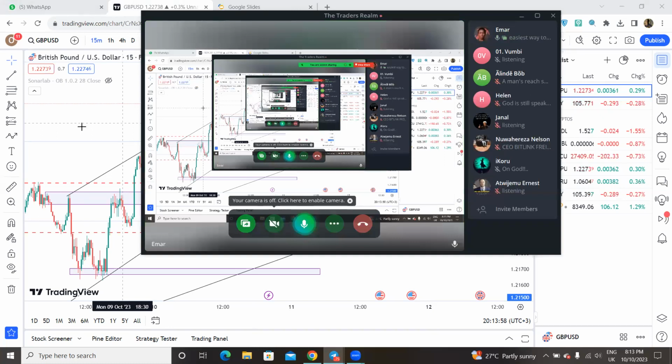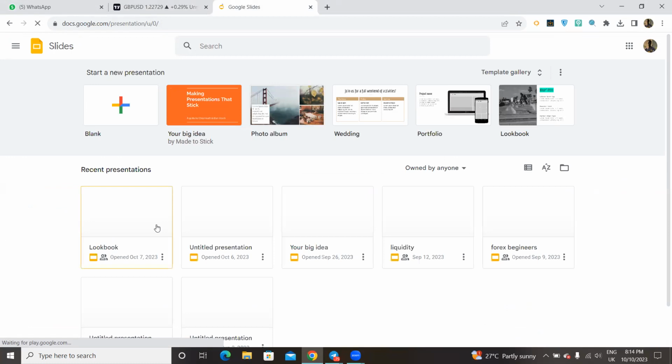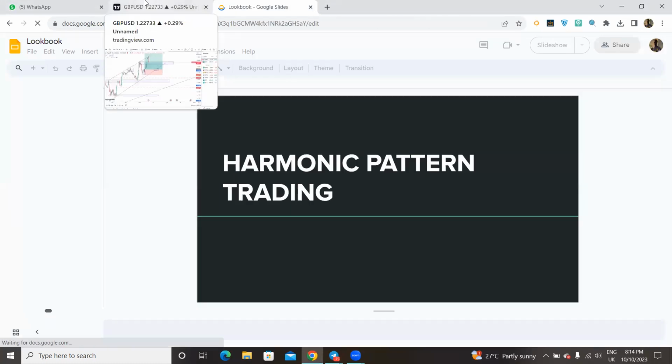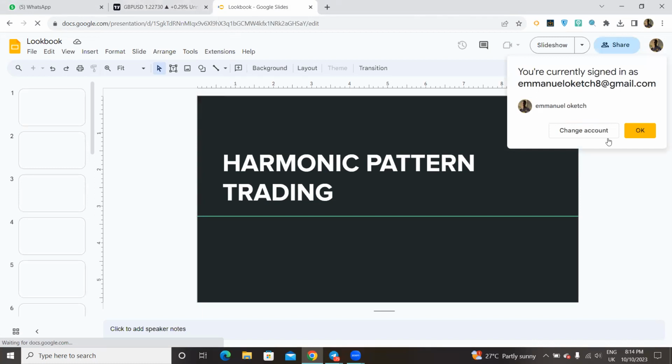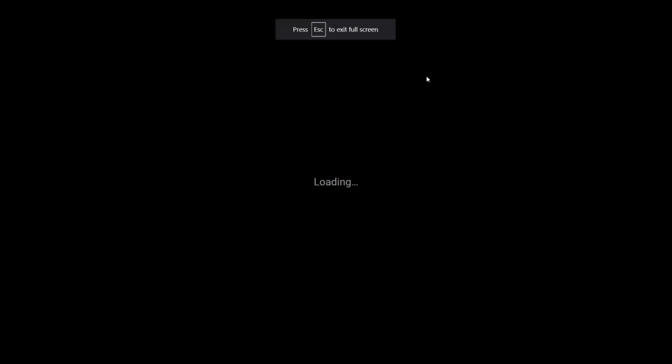So guys, let me load those slides, and I think it was this. We're going to look at harmonic pattern trading. I'm just going to give you guys the basics. If you feel like you want to trade using this strategy, it's a strategy of its own, but you can add it to your strategy, so that when you see it while trading, you don't just go blank.